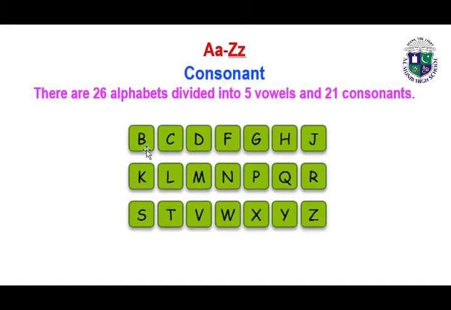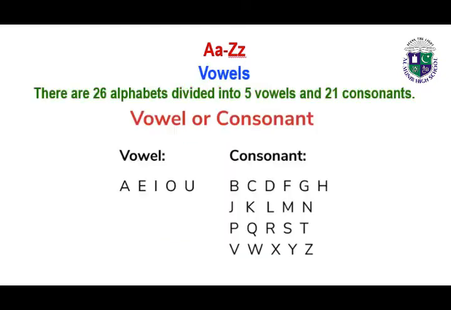That's why these are the consonants and the vowels are A, E, I, O, U. So remember that in 26 alphabets, there are 5 vowels and 21 consonants. Here we have the list of vowels and consonants, and you know very well there are 5 vowels and 21 consonants in all 26 alphabets.